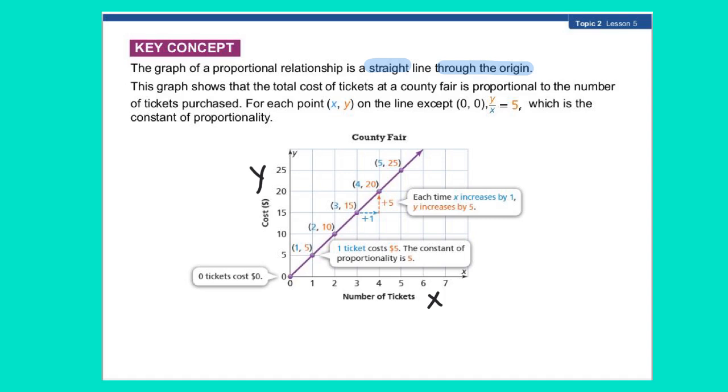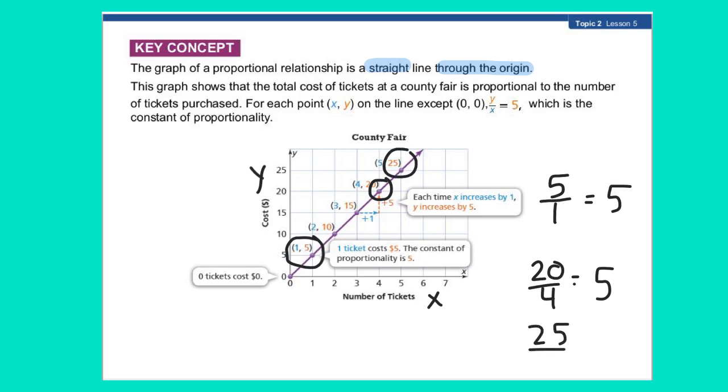So what they're doing is they're finding their constant of proportionality. They're taking any dot they want, and they're taking 5 divided by 1. Or they're taking 20 divided by 4. Or they're taking 25 divided by 5. And every time they get a constant of 5. If I wanted to write an equation, it would look like this. And then I could use that equation to answer questions.